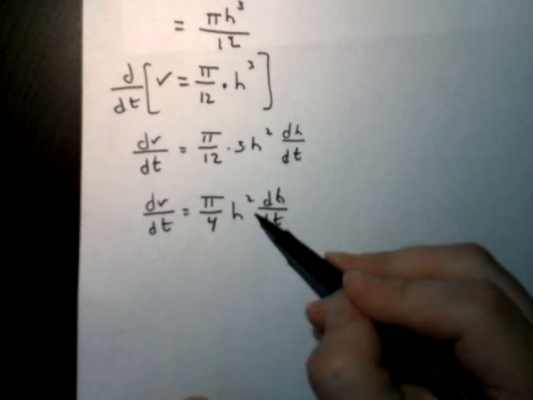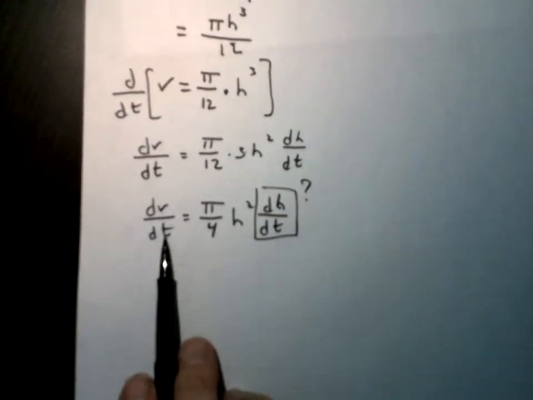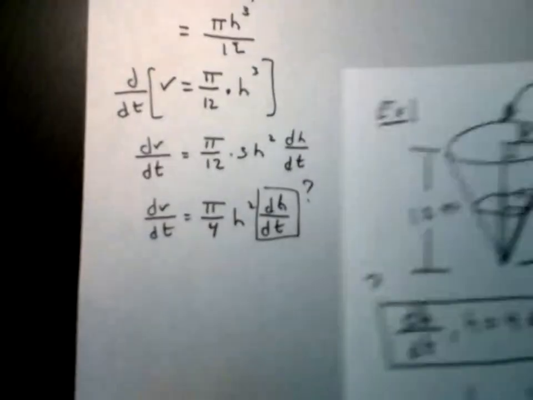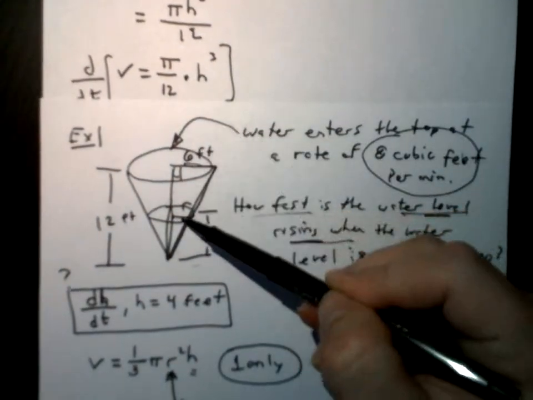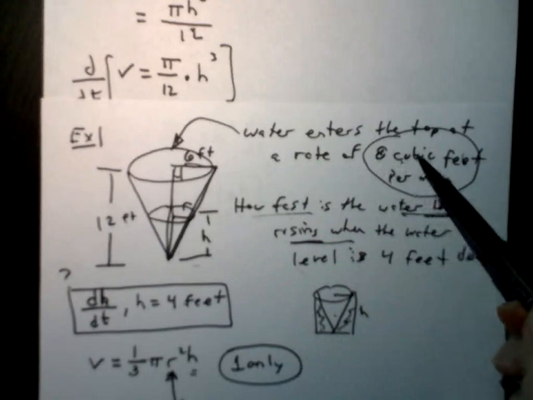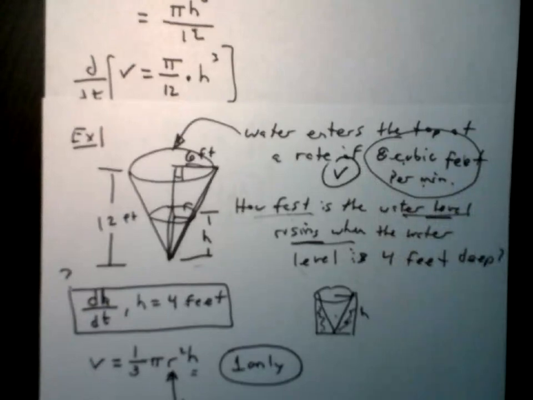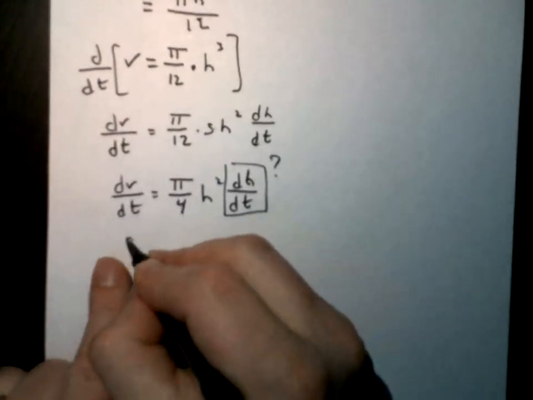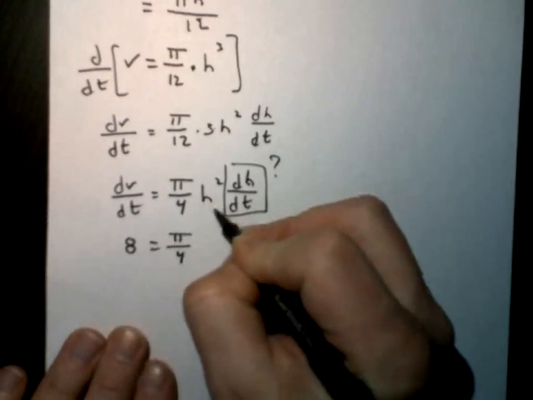Well, let's think about this. We need this. We need that. Do we have this? Do we have dV over dt? Well, where did that come from? That came from here. The thing is filling with 8 cubic feet per minute. The thing is filling up. This is your volume. That's the rate. That's the liquid going inside the container, 8 feet. So right here, you're going to go 8 feet equals pi over 4.